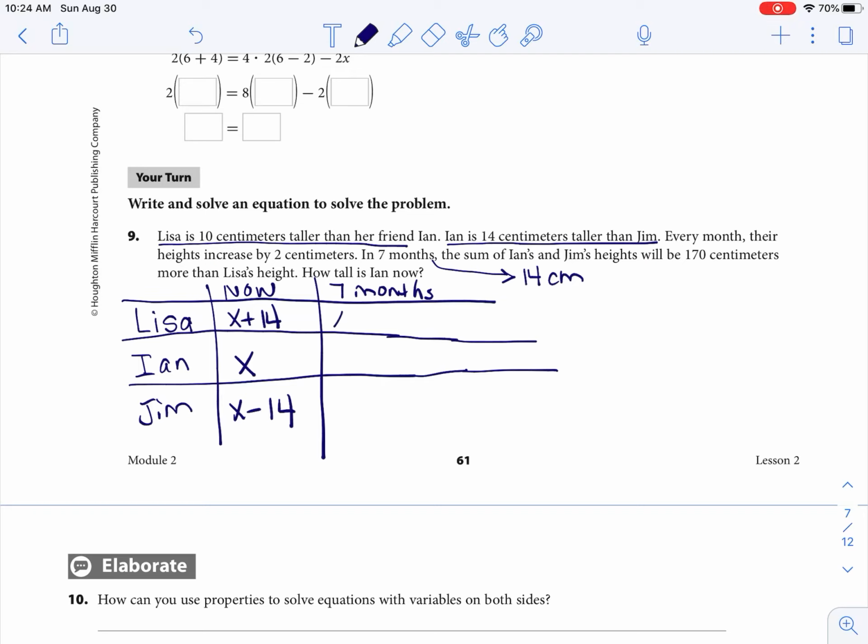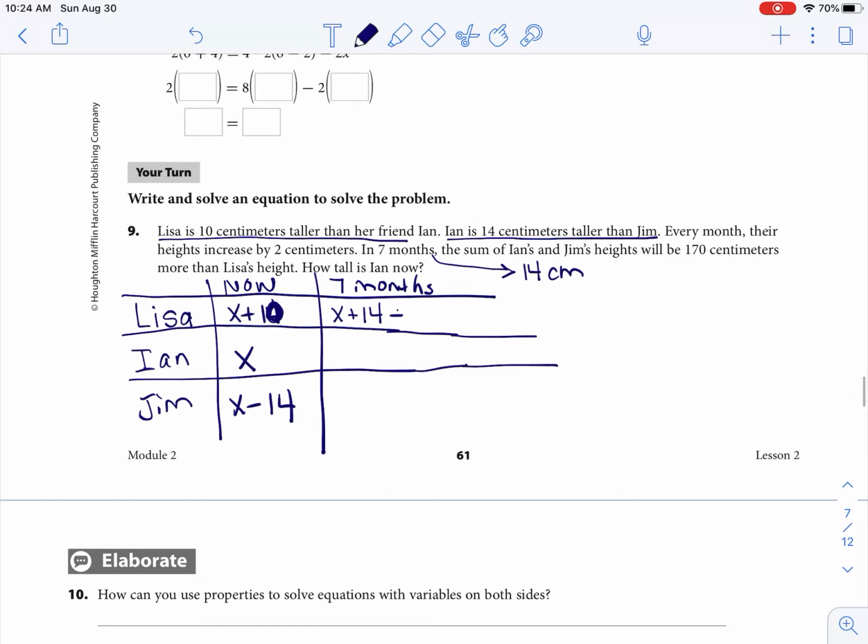In other words, Lisa is going to be X plus 14. No, she's X plus 10. My gosh, you guys, I am struggling here. It says she's 10 centimeters taller. So Lisa is going to be X plus 10 plus 14. In other words, X plus 24. Ian is going to be X plus 14. Jim is going to be X minus 14 plus another 14. In other words, he's now just X.